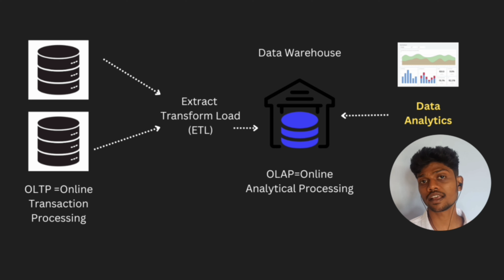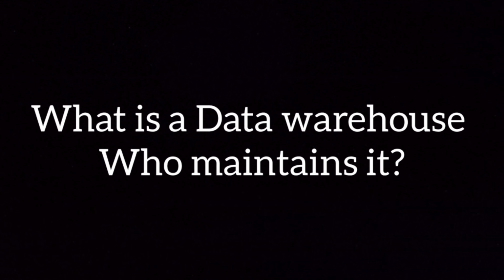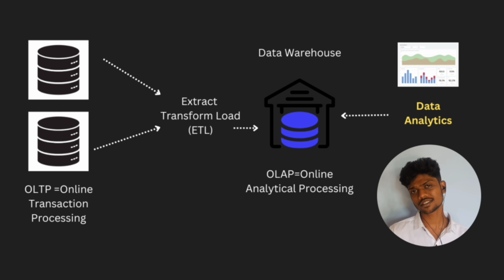So this is where ETL, extract, transform, load, comes in. It all happens outside the OLTP systems. What is a data warehouse and who maintains it? Next let's talk about the middle part of the image, the data warehouse. After we pull the data from OLTP, it goes through a process called ETL. Extract, we pull the data from OLTP and other sources. Transform, we clean and organize it. And then load, we store it in the data warehouse.